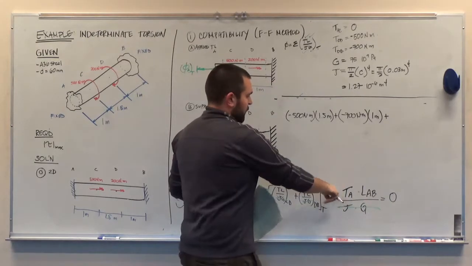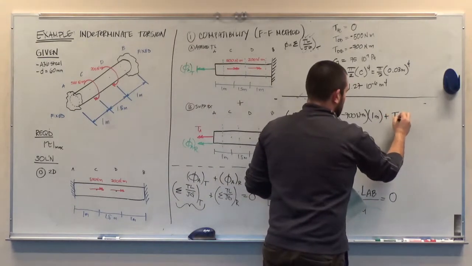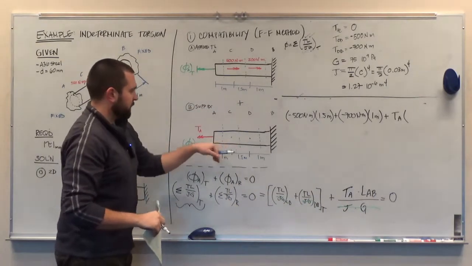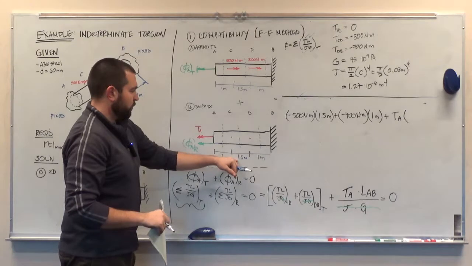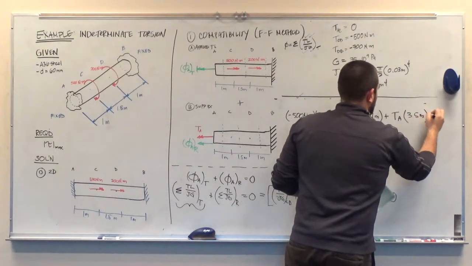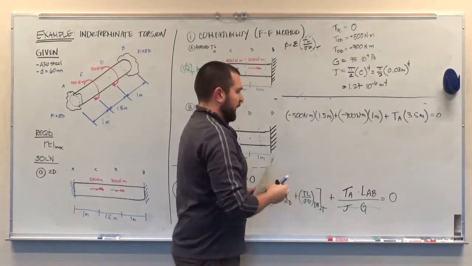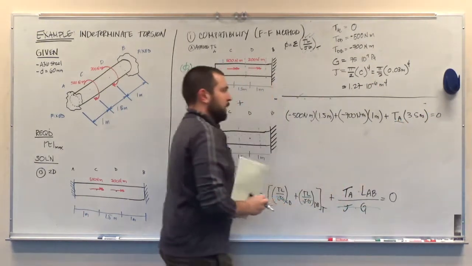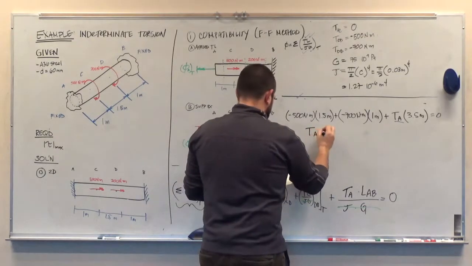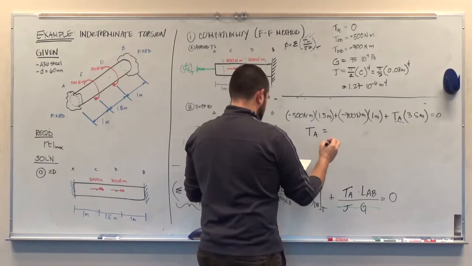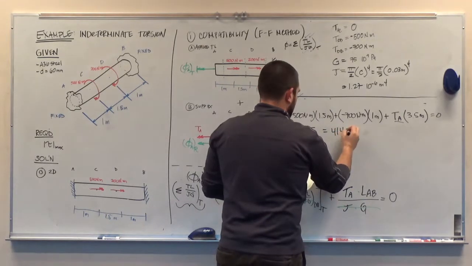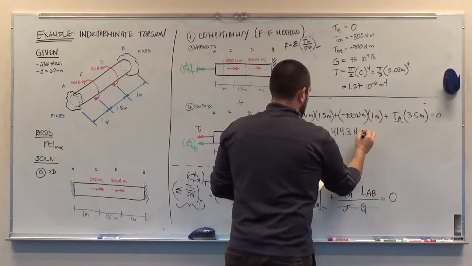Plus the torque at A, which is our unknown, times the entire length of our shaft AB, which is 1, 2.5, 3.5 meters. That's all equal to 0. So all that I have now is one unknown. I just get that on one side by itself, and we find that the torque at A is equal to 414.3 Newton meters.